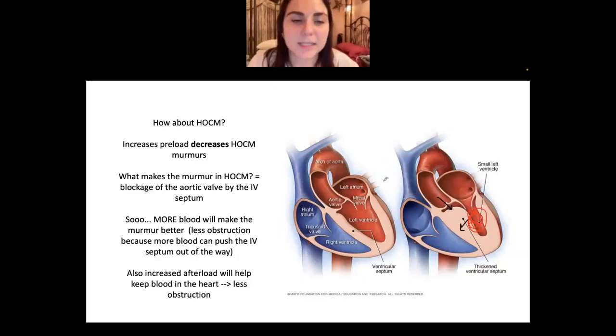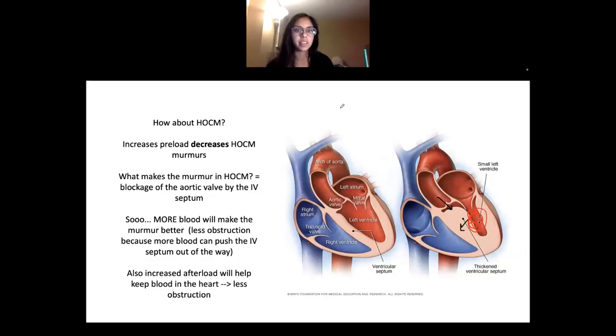Oh, and then that is what I wanted to mention. With aortic stenosis, though, if I have aortic stenosis and then I increase afterload, it's going to make this stenotic murmur sound louder. So for HOCM, increased blood in the heart makes it better. Aortic stenosis, it makes it worse. So HOCM and MVP, they follow the same thing.